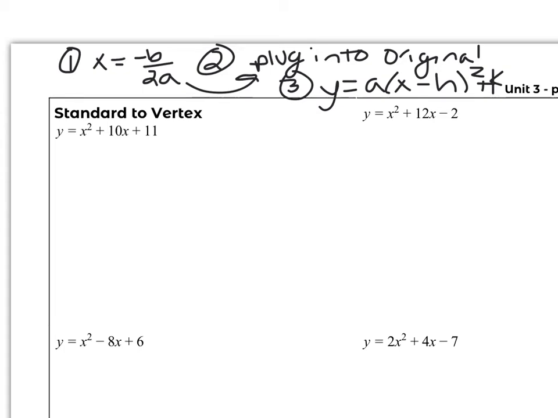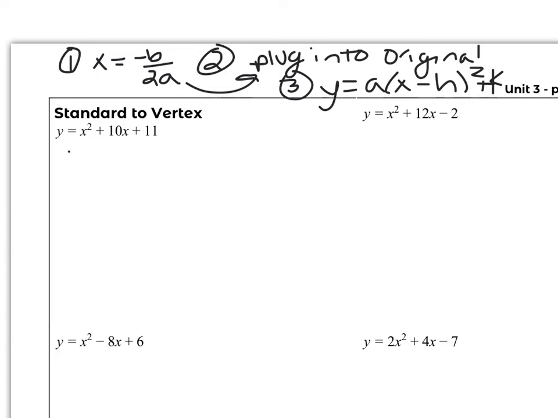Now we're going to change from standard form to vertex form. We do this in 3 steps. First, we find x equals opposite b over 2a. We take that value for x and plug it into the original, and we substitute in for our y equals a, x minus h squared plus k, our vertex form.